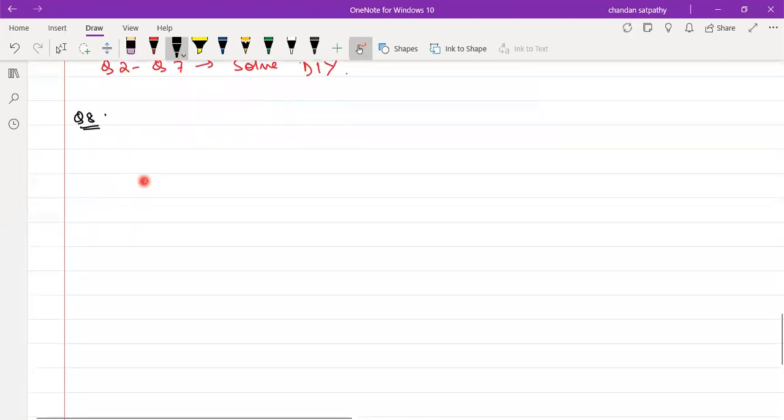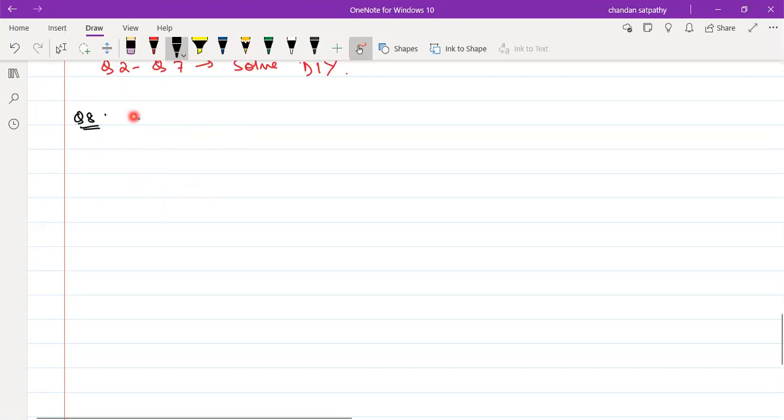So what is there in question number 8? It is given that two cars A and B are 50 km apart. The car A travels at 60 km per hour and the car B travels at 80 km per hour. Find the distance between the two cars after 18 minutes, bit 1 if they move in the same direction, bit 2 if they move in the opposite direction.